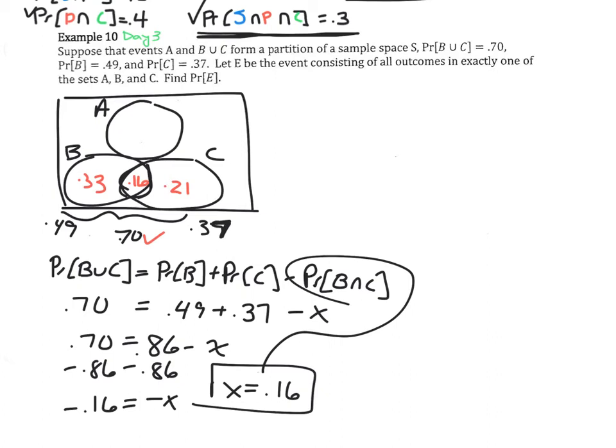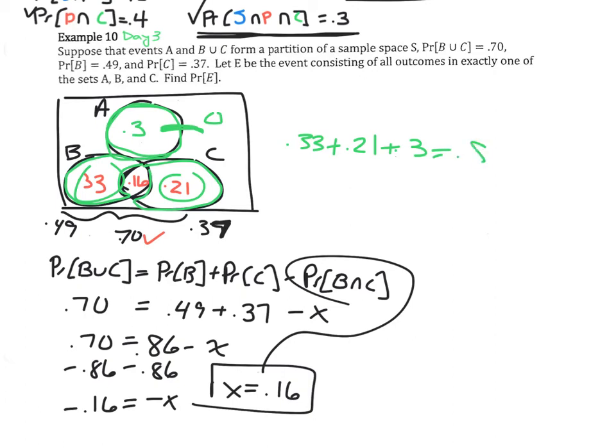It says let E be the event consisting of all outcomes in exactly one of the sets A, B, and C. So we would need only B, only C, and only A, which we don't know. Now we know 70% of this is in these two circles, so the question is, well, what's in these two? If you look back at your definition for a partition, there is nothing in the empty set, so we can assume the rest of that 30 is all inside of A. And your final answer is 84%.